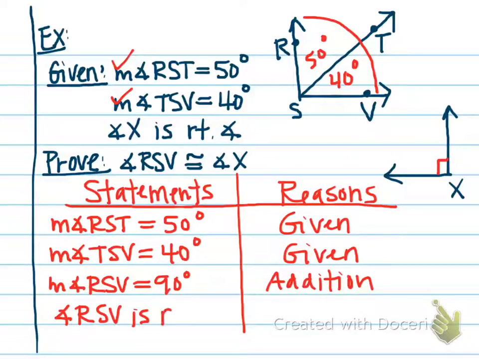Now I can say that angle RSV is a right angle. And I know that because that is the definition of a right angle. The shorthand for definition is DEFN with the line above the N. I don't know if you can text that, but that's the shorthand you can use a lot in this class. So we can just say definition of right angle. Now that I know that I have a right angle there, I can state that angle X is a right angle.